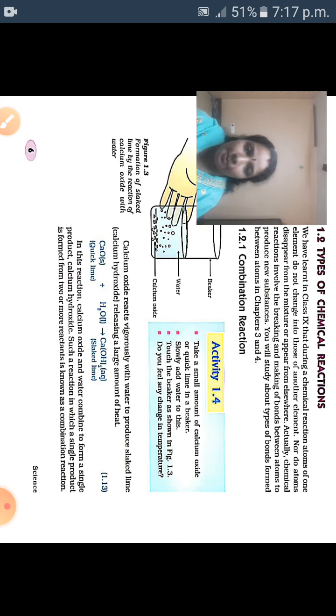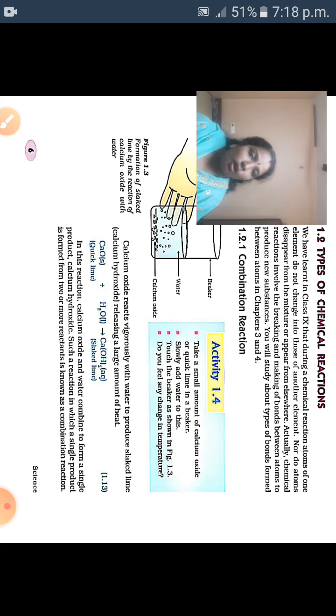What do you mean by a chemical reaction? In a chemical reaction, the original substances lose their nature and identity to form new substances with different properties. The original substances and the products are totally different. Okay? Today we study the combination reaction.